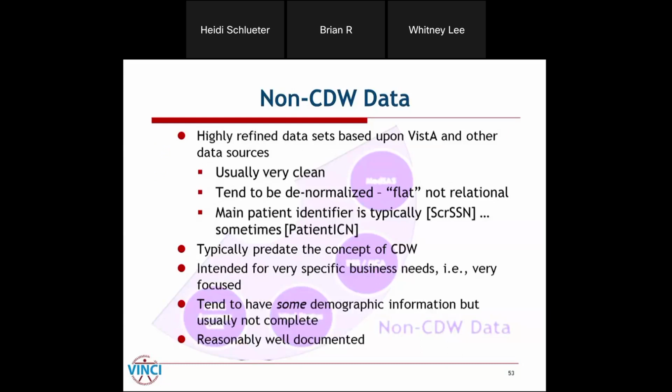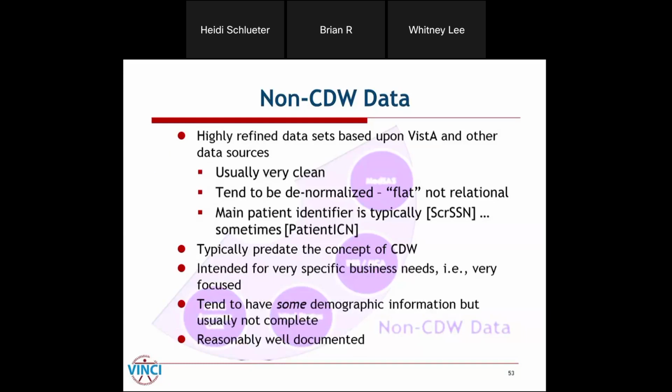And then we have non-CDW data. So this data contains highly refined data sets that are based upon Vista and other data sources. This data is usually very clean. It tends to be denormalized or flat and not relational. Mainly, the patient identifier used is the scrambled social security number, but sometimes it's the patient ICN.